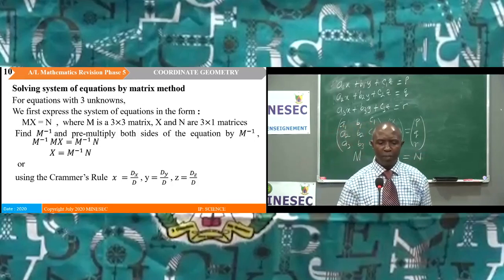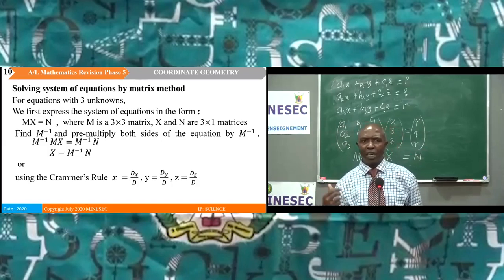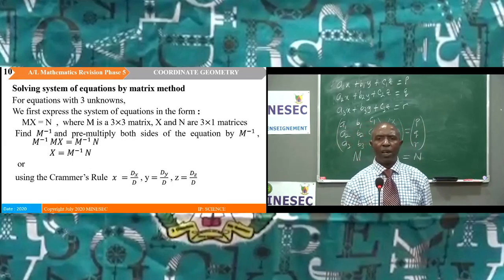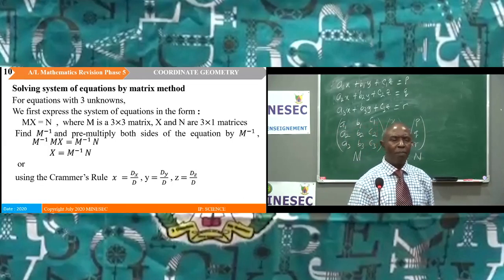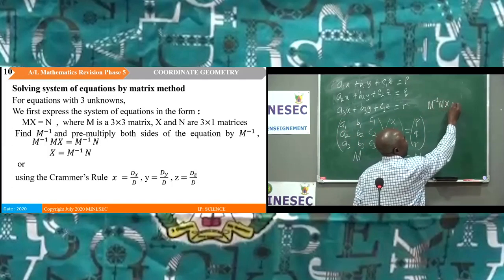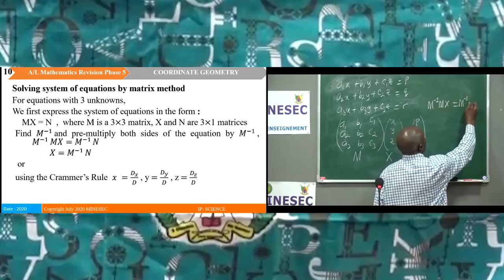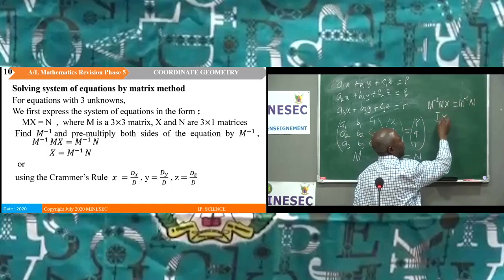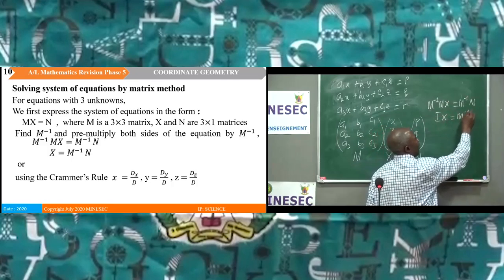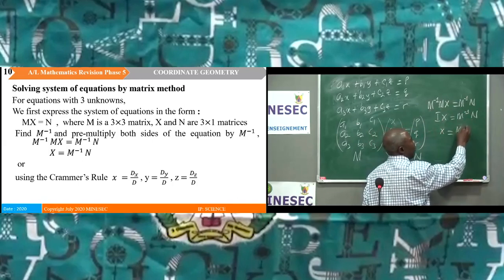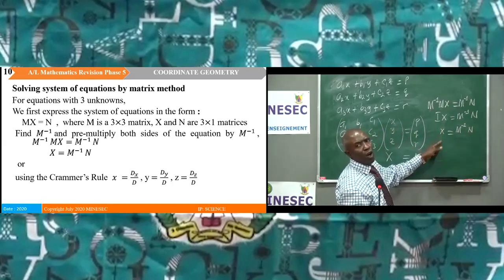Before we now proceed, the first thing to do after expressing it in this form is to find the inverse of the matrix M. After obtaining M inverse, we now pre-multiply both sides by the inverse of M. That is, M inverse multiplied by M, X will be equal to M inverse N. When we multiply any matrix inverse by the matrix itself, we obtain an identity matrix. So we have I multiplied by X equal to M inverse N, and I multiplied by X gives us X. Now when we simplify M inverse N, we will obtain the values of the unknowns in the equation.